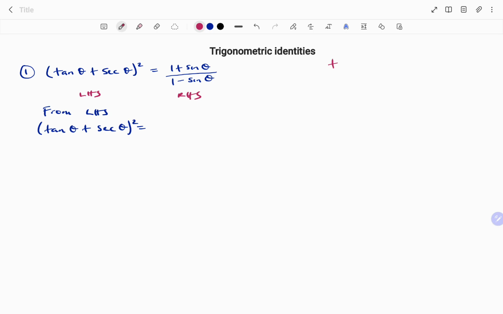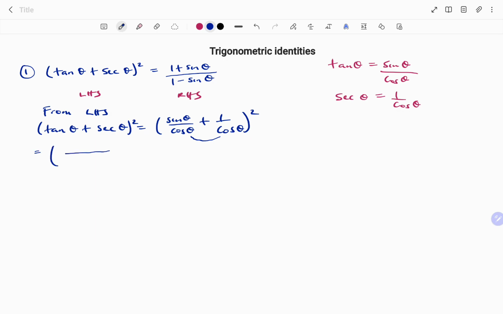From our trig identities, tan theta equals sine theta over cos theta, and sec theta equals 1 over cos theta. We're going to replace tan theta and sec theta in our equation. We have (sine theta over cos theta plus 1 over cos theta) all squared. Because both fractions have the same denominator, applying the fraction rule, we put our terms under the same denominator, which is cos theta.